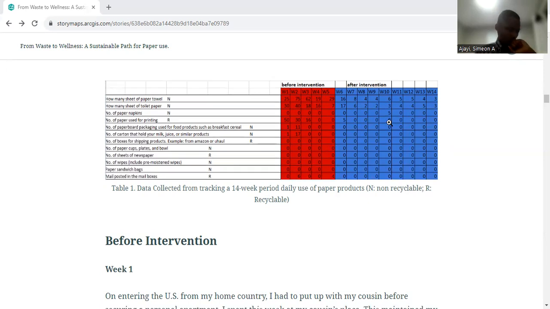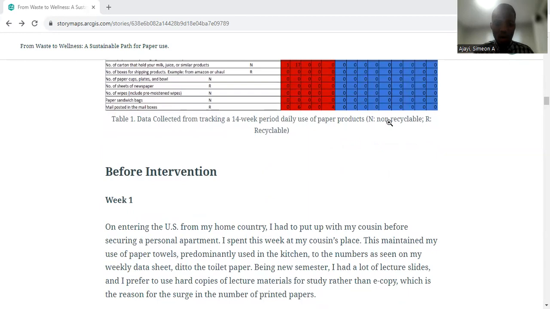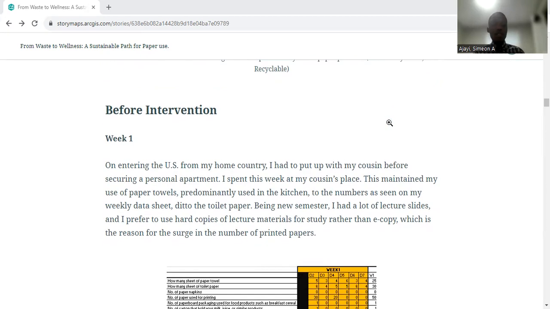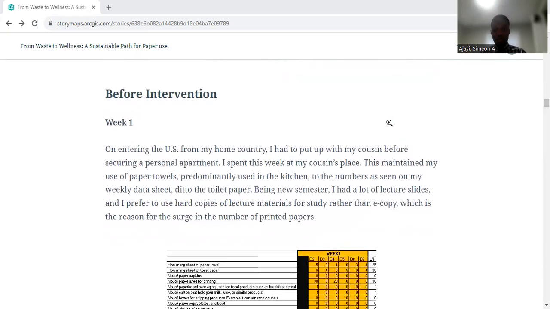So now to my weekly activities, before intervention, which is weeks 1 to 5. For week 1, on entry this week, I entered the United States from my home country. During this week I stayed with my cousin, who lives nearby, before securing my personal apartment. So I spent this week at my cousin's place.